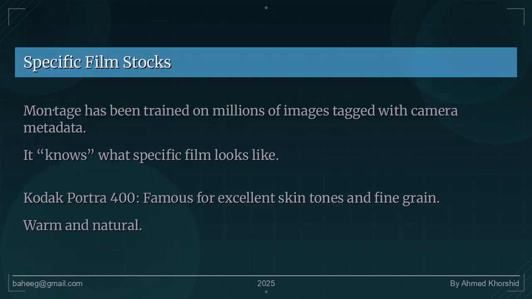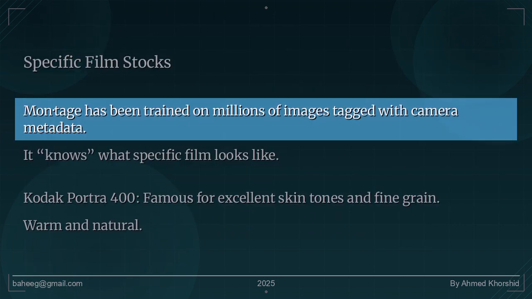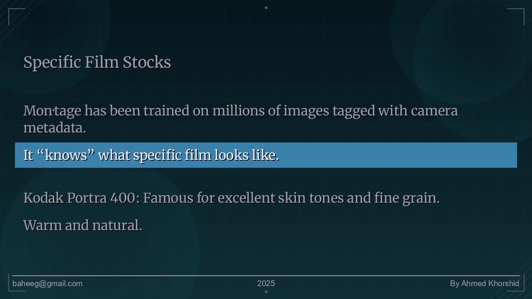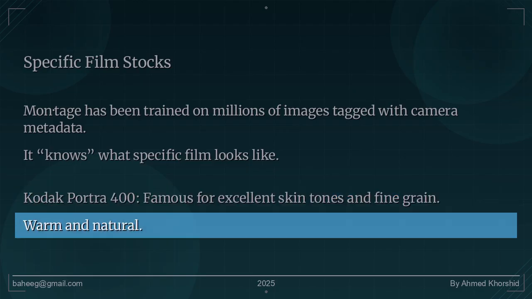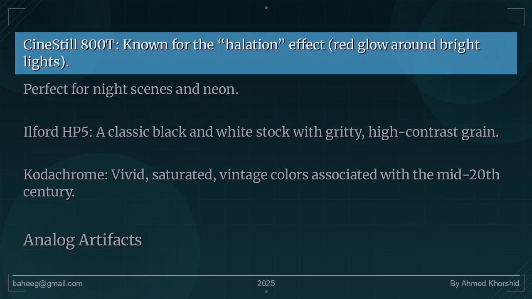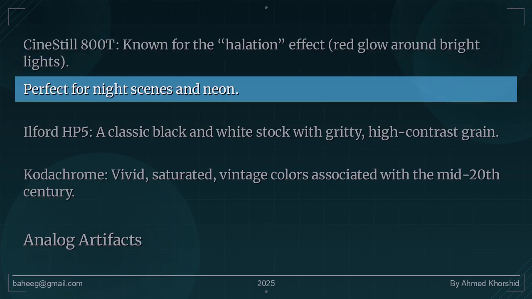Specific film stocks. Midjourney has been trained on millions of images tagged with camera metadata. It knows what specific film looks like. Kodak Portra 400, famous for excellent skin tones and fine grain, warm and natural. Cinestill 800T, known for the halation effect, a red glow around bright lights, perfect for night scenes and neon.